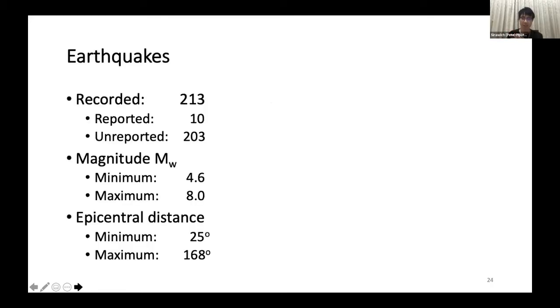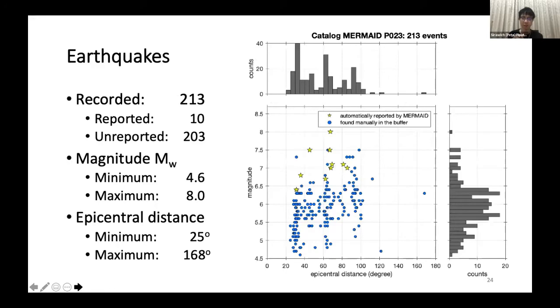So here are the earthquakes. We found 213 earthquakes in the buffer, 10 of which were reported right away by the MERMAID, and the others were found later by me. And the right figures are the distribution of earthquakes by the epicentral distance and the magnitude, and the yellow stars are the earthquakes that are reported by the MERMAID. Note that the magnitude is higher than those unreported, although there are some unreported earthquakes that have very high magnitude. Okay, next slide, please.